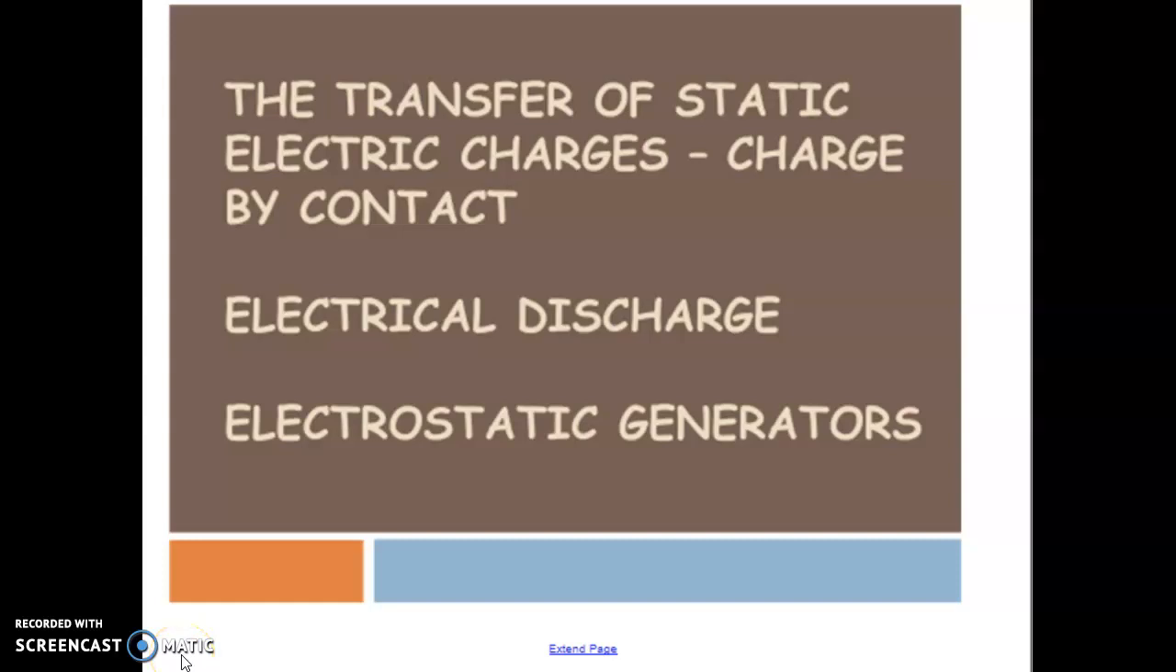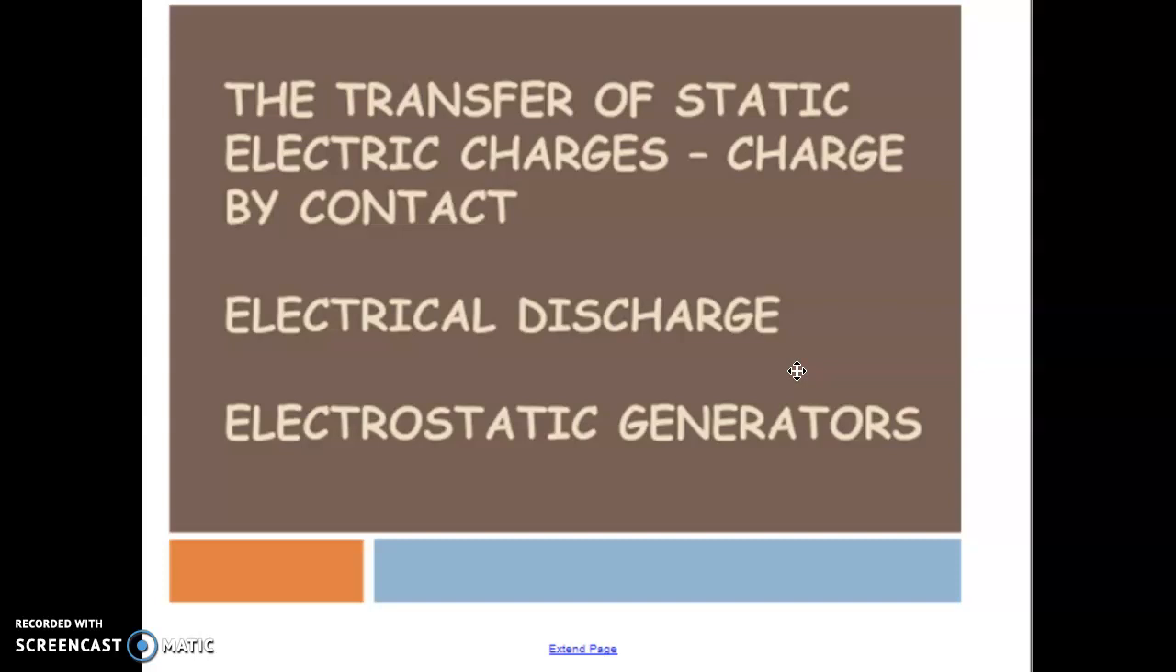Okay, so we're going to talk about a few different topics in this next lesson. A few of them are very short, so I've kind of put them together. So last lesson, we looked at static electricity and our first type of interaction between materials, which was friction.